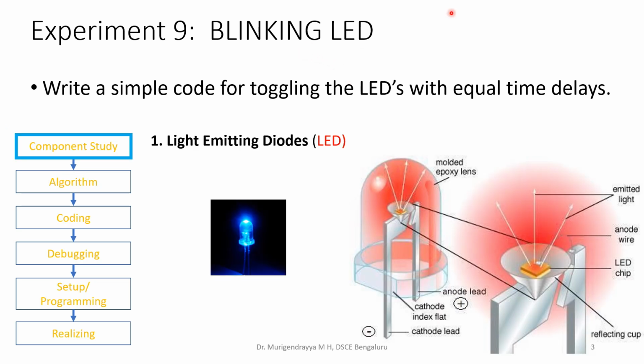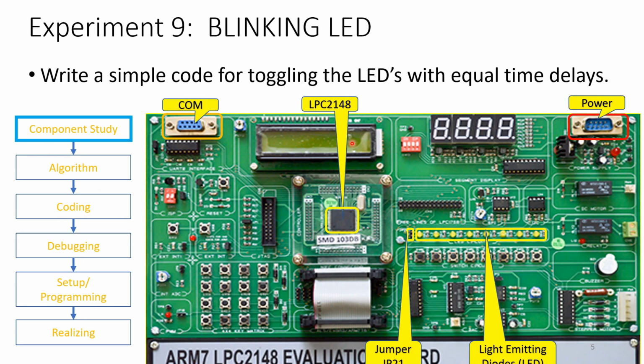Hardware components and software tools required for this experiment are light emitting diode, the ARM7 evaluation board LPC2148, power supply, and computer interface. Apart from that, we need a jumper connection to establish the connection between the LED and LPC2148. Here we need not use an LED separately. The LED is a part of the evaluation board. So we only have to use a jumper to establish the connection between the LED and the LPC2148 microcontroller.